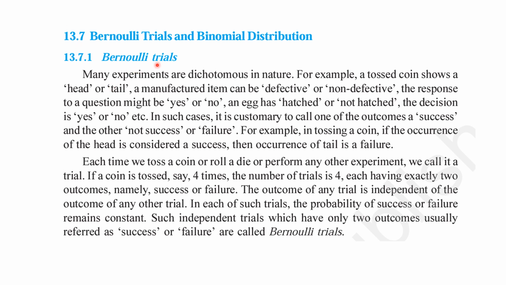You can see here Bernoulli trials. Many experiments are dichotomous in nature. For example, a tossed coin shows a head or tail. A manufactured item can be defective or non-defective. The response to a question might be yes or no. An egg has hatched or not hatched. The decision is yes or no. In such cases, it is customary to call one of the outcomes a success and the other not success, or failure. For example, in tossing a coin, if occurrence of head is considered as a success, then occurrence of tail is failure.